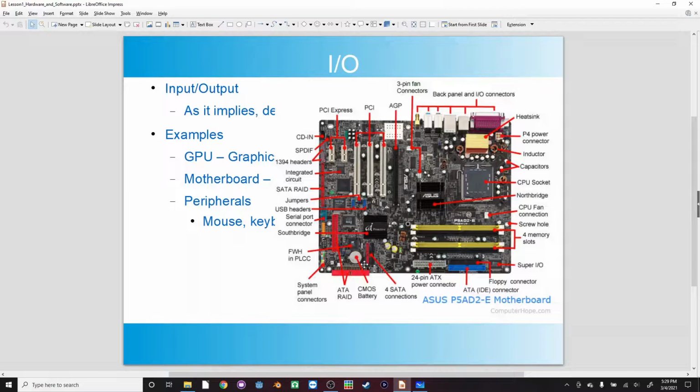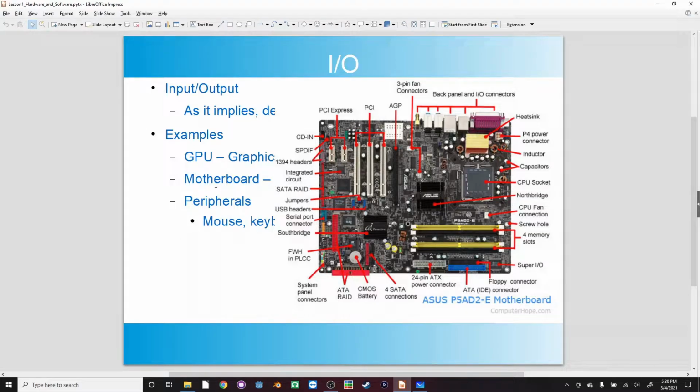So, yes, technically the graphics card is an input device, as it takes in input from memory, which is like the visual data, and then outputs it to the monitor. But the monitor is basically just your output device, right? So that's an example of an output device. Your mouse and keyboard are input devices, and everything on this board is basically both, right? It's splitting hairs, not really important, so I don't really want to drag too much on it.